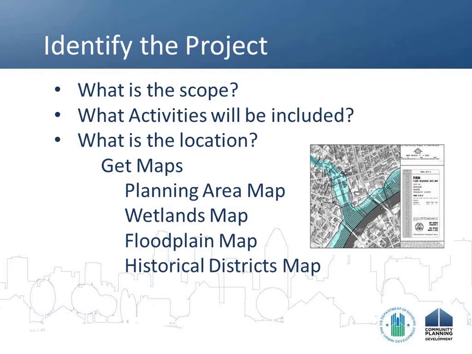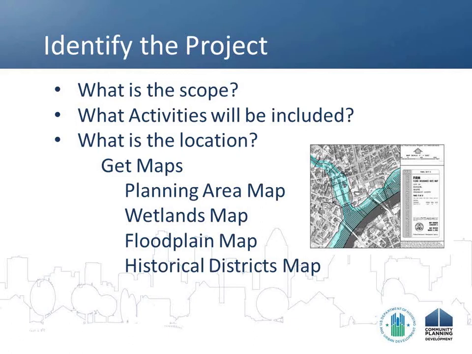When you identify the project, you're going to also look at scope. That goes into what is called aggregation, and I'll define that more later. Look at all the different types of activities and try to put them all into one environmental review record when possible.